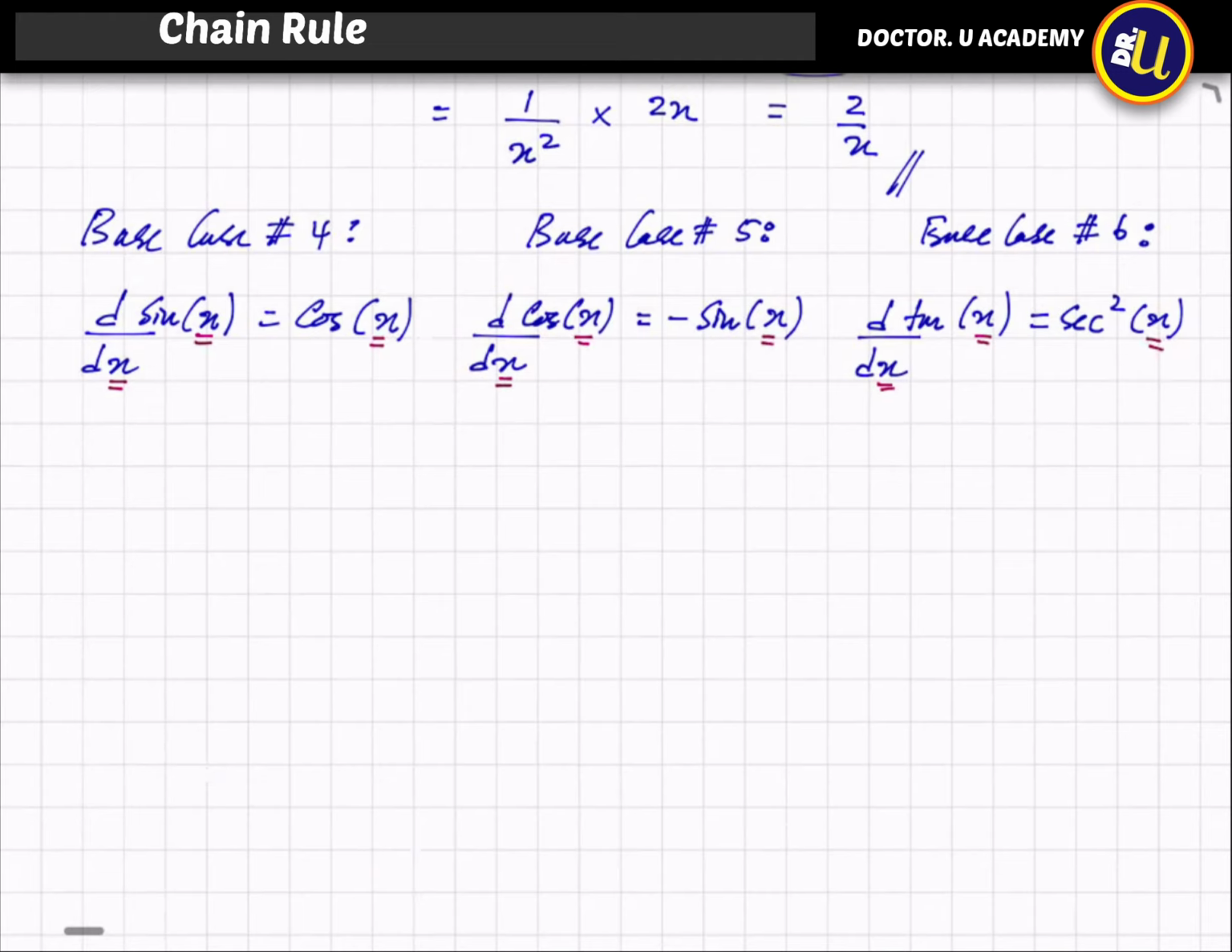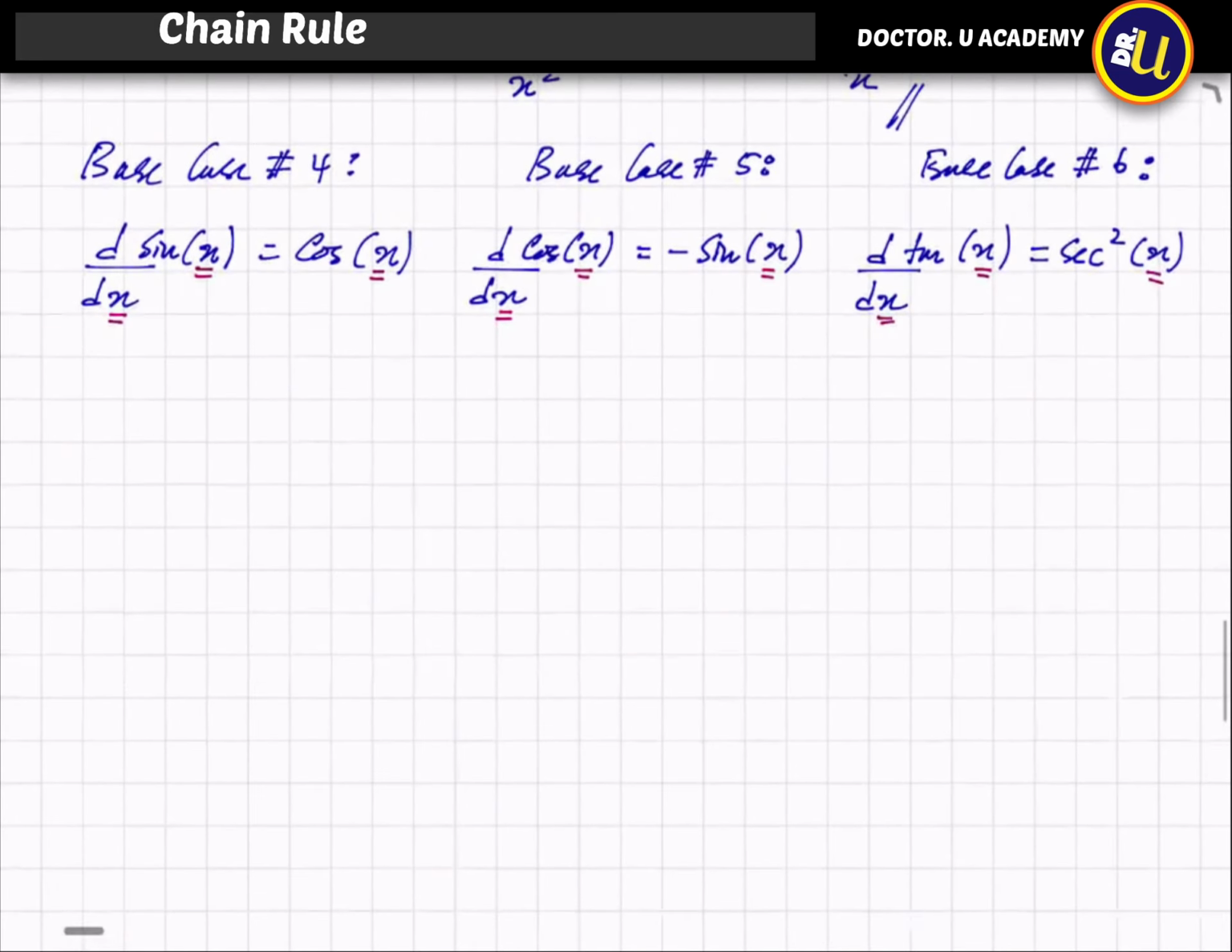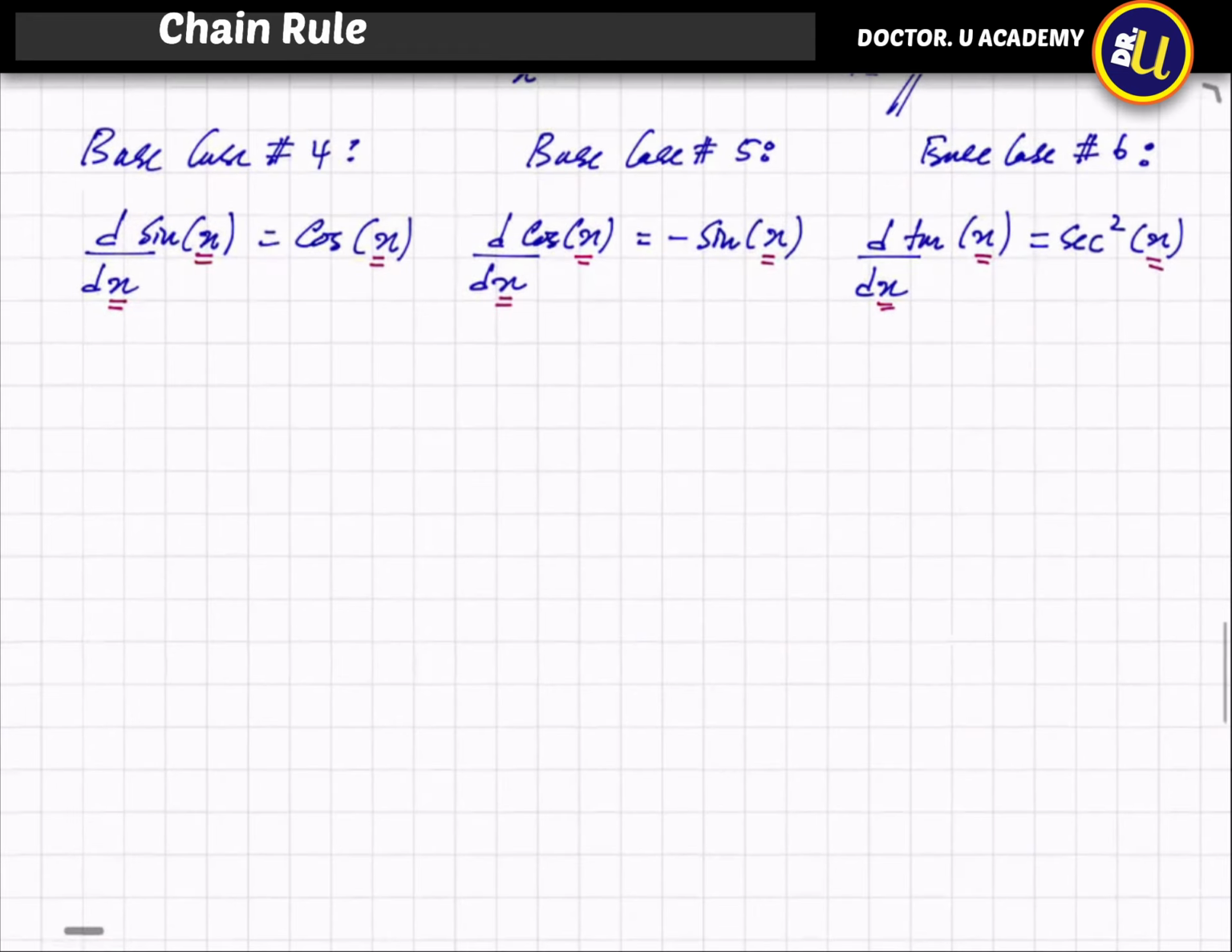Now what we will do, we will discuss a few examples here so that we can learn how to use the chain rule for base case 4, 5, 6, all three, because they are circular functions. It's easy. The only change is the function, the rest is going to be the same.